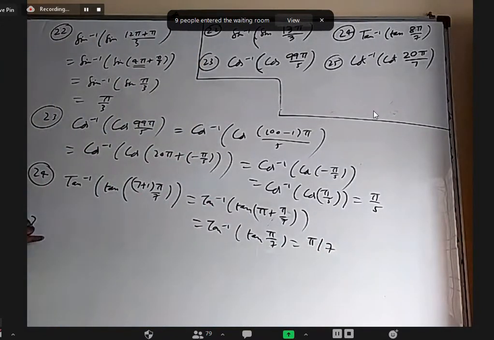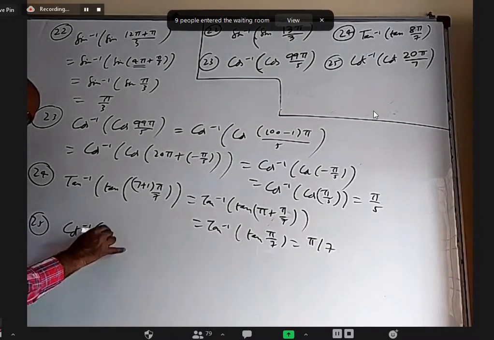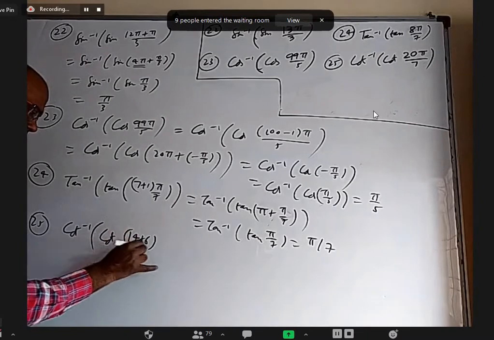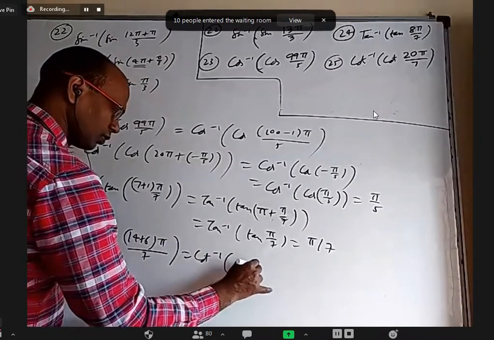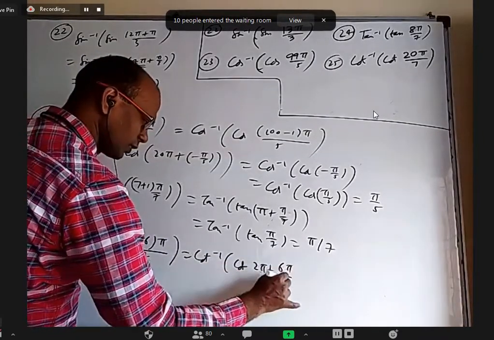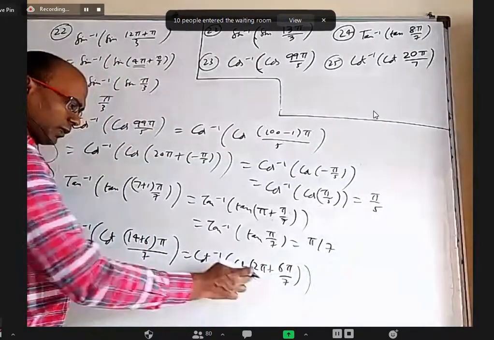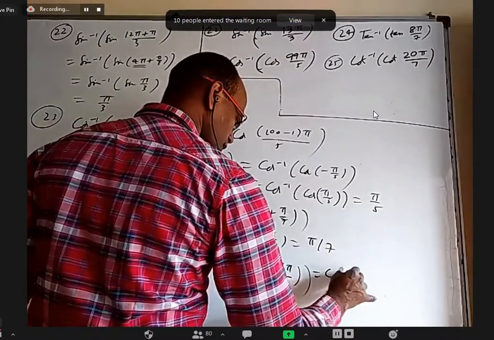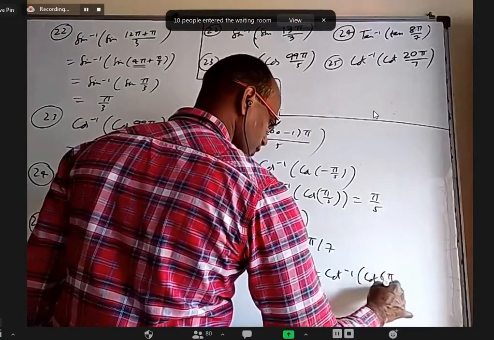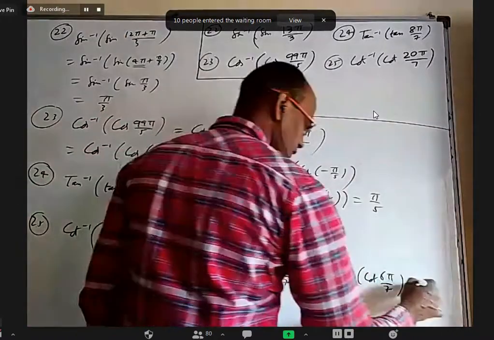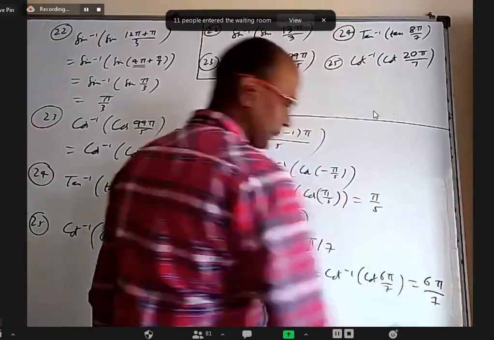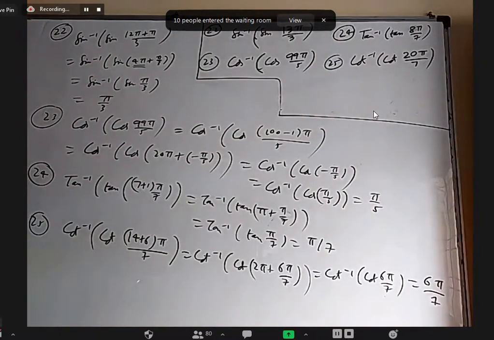Okay, and 25. 6 pi by 7. Okay, you want to write 2 pi, that's good. You can write 14 pi by 7 plus 6 pi by 7. Cot inverse cot of 2 pi plus 6 pi by 7. And again, a multiple of 360 can be neglected. Cot inverse cot 6 pi by 7, and this is within the principal value 0 to pi. So straight away 6 pi by 7. Okay, that's good.